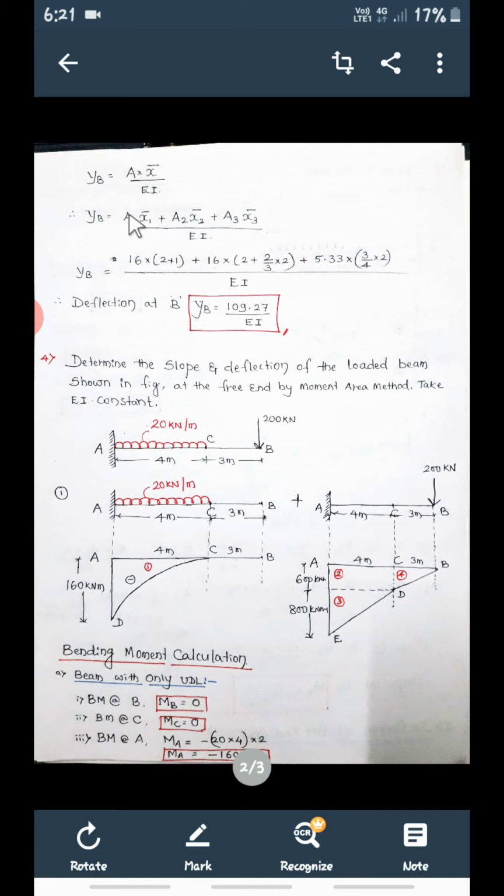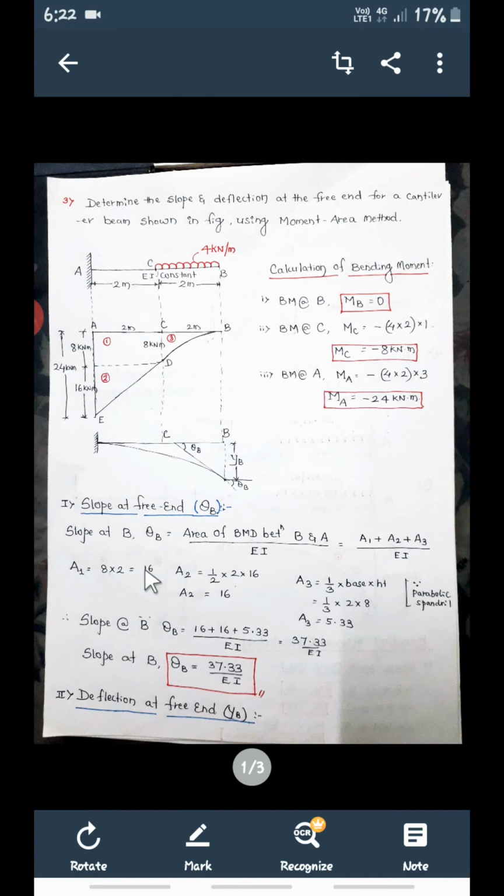YB is equal to how many areas between B and A now? 3 areas. So A1 into x1 bar plus A2 into x2 bar plus A3 into x3 bar, divided by EI. We have already calculated A1, A2, A3. For these areas you have to multiply x1 bar, x2 bar, x3 bar. A1 is 16, already calculated. Now what is x1 bar? It is the centroid of area 1, measured from B, since you are calculating the deflection at B.